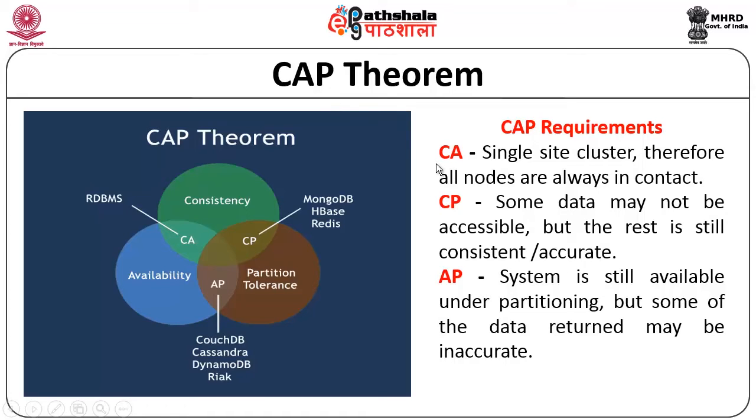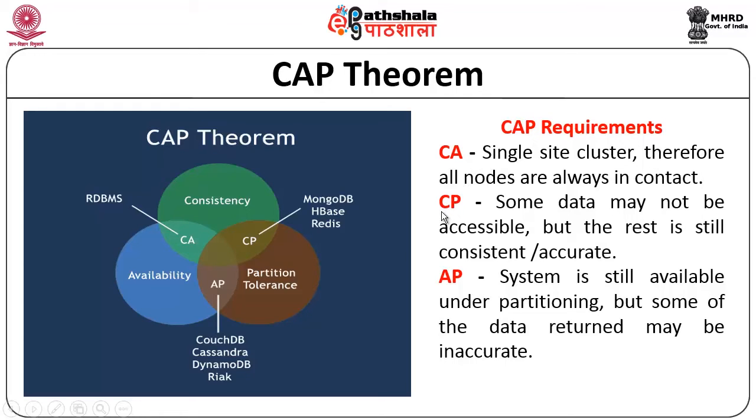The first combination is consistency and availability, that is, it may be a single site cluster, therefore all nodes are always in contact. In contact here means they are always available. Since it is a single site cluster, the data is going to be consistent enough.